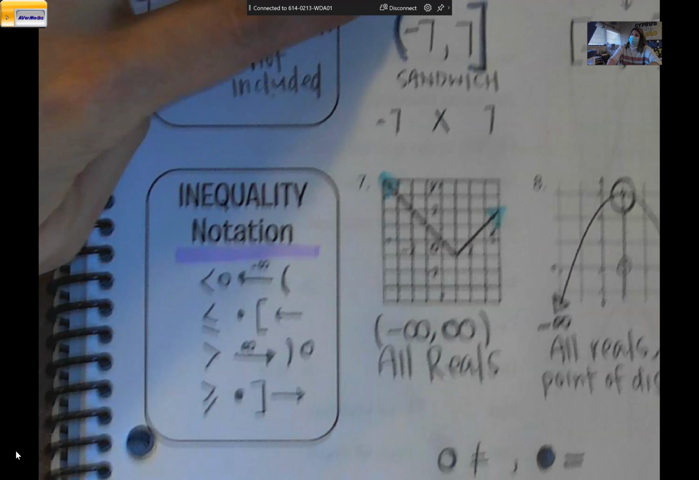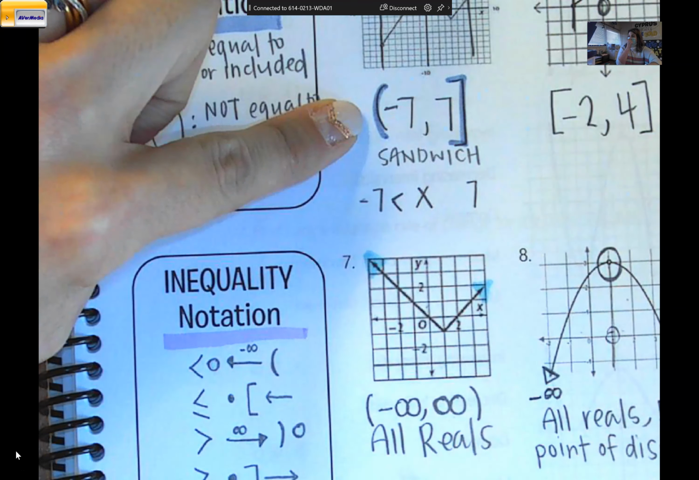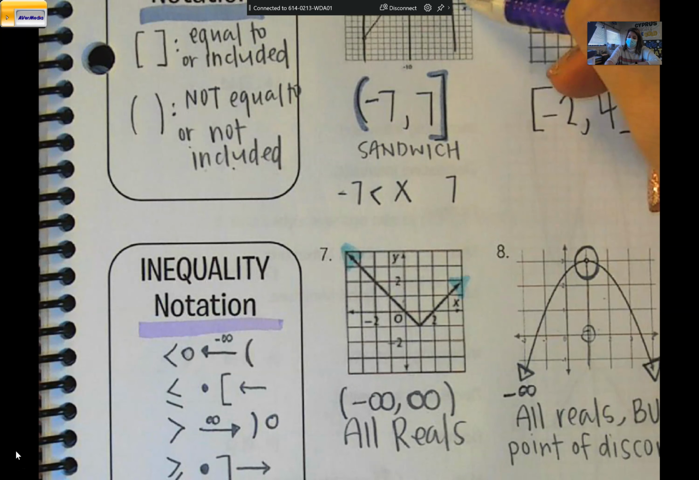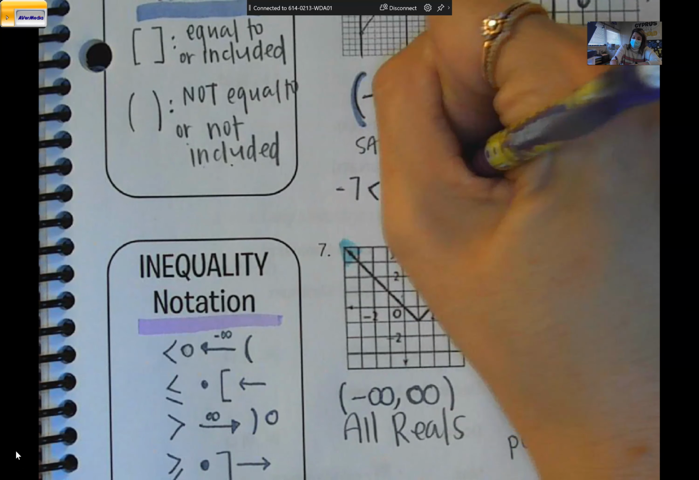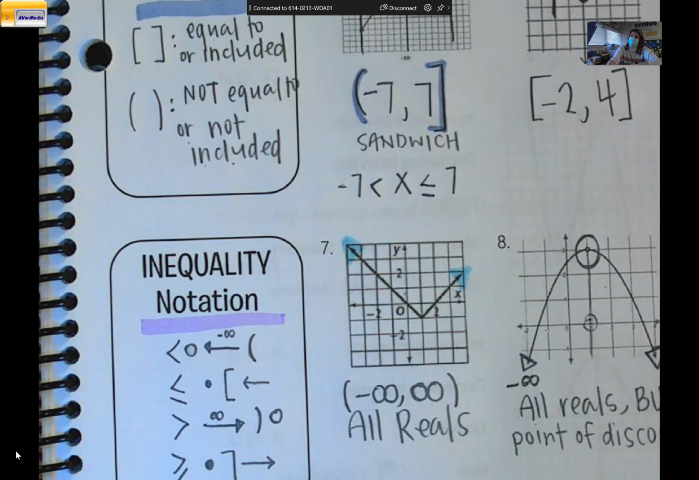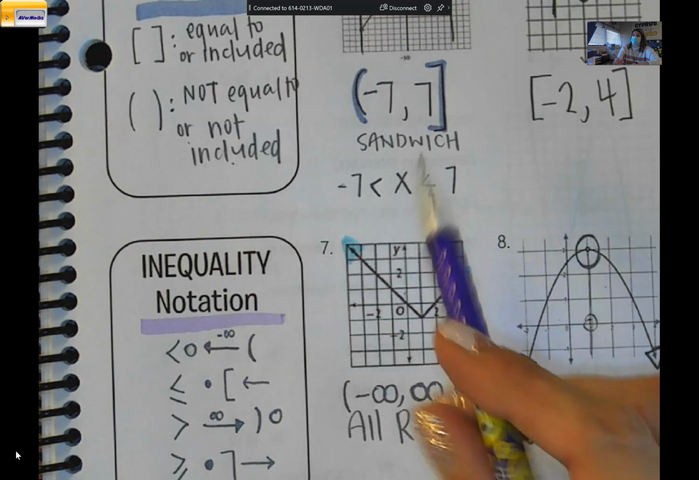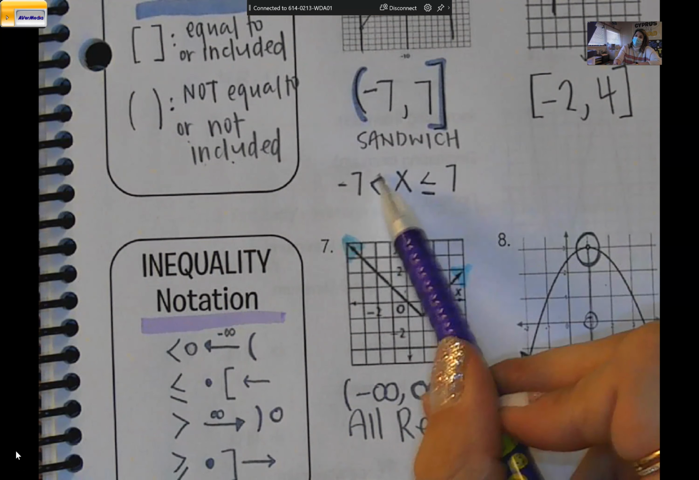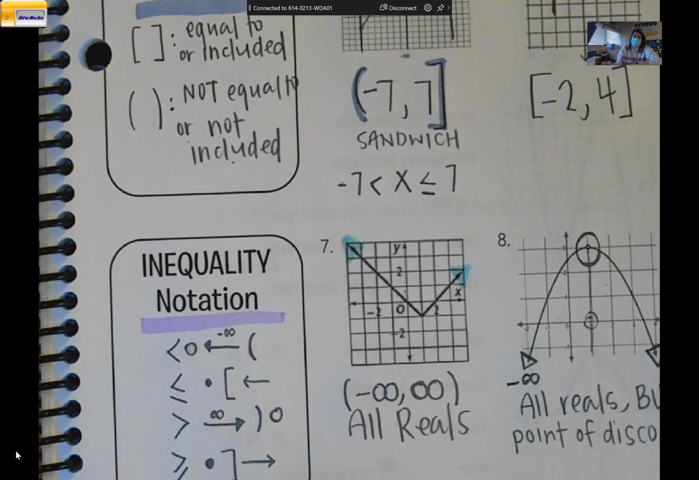So, open point, parenthesis, that means we're going to go with a less than. Then on this side, closed point, square bracket, so that's going to be a less than or equal to. If it's a sandwich, you always do the alligator open to the right. You always have symbols that are pointing to the left and open to the right. Are you okay there? Are you sure?